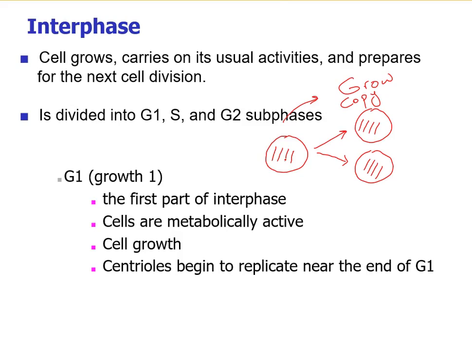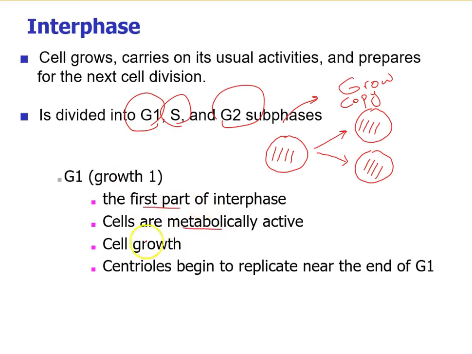The interphase, it has three substages or three subphases: G1, S, and G2. G stands for growth. In some other textbook, it calls this as gap. So we have growth 1 or gap 1 phase. S stands for synthesis, S subphase, and then G2, which means growth 2 subphase or gap 2 subphase. Let's see what is happening during these subphases. G1 phase or growth 1 is the first part of interphase, where the cell is actively growing, carrying out its usual activities.